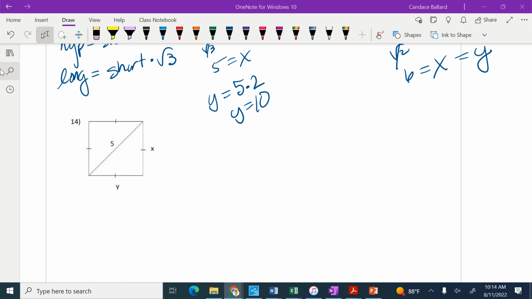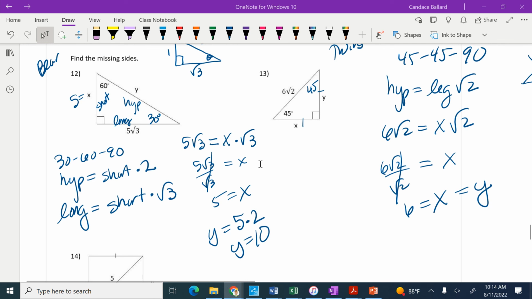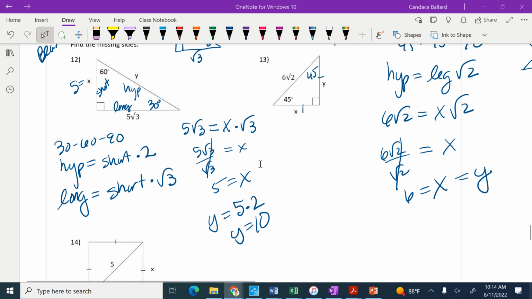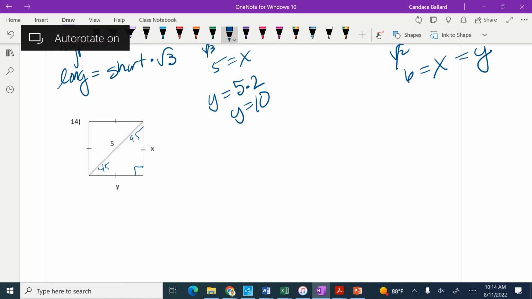What are we going to have to do on 14? Is it one of these triangles? It's a 45-45-90, but they didn't give you any indication of that other than the fact that, what kind of shape is this? It's a square, right? So this has to be 90 degrees. Those have to be 45 degrees, right? So it was a hidden 45-45-90.